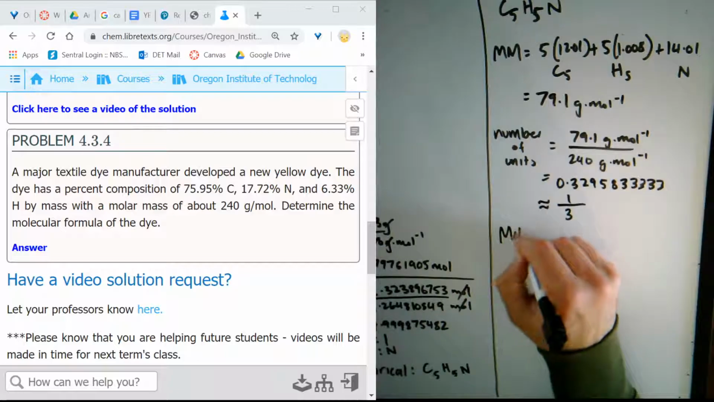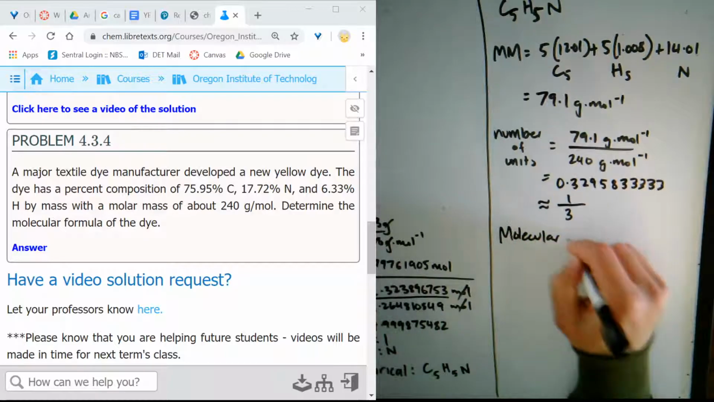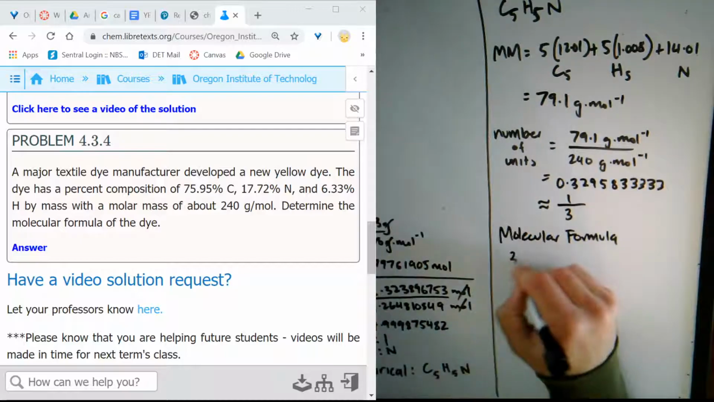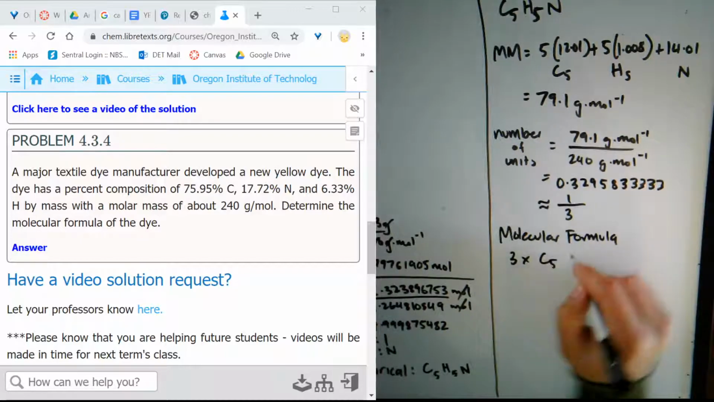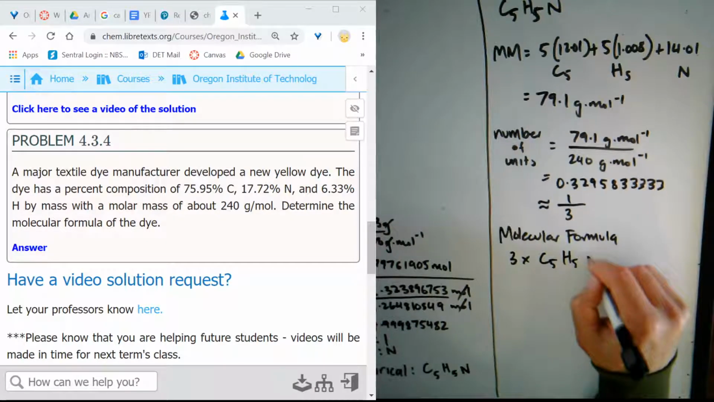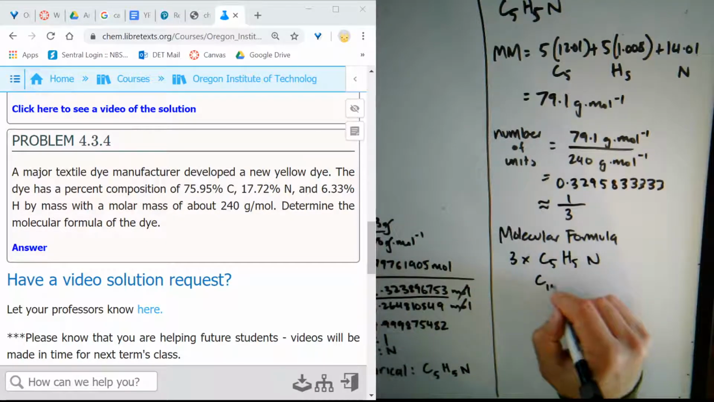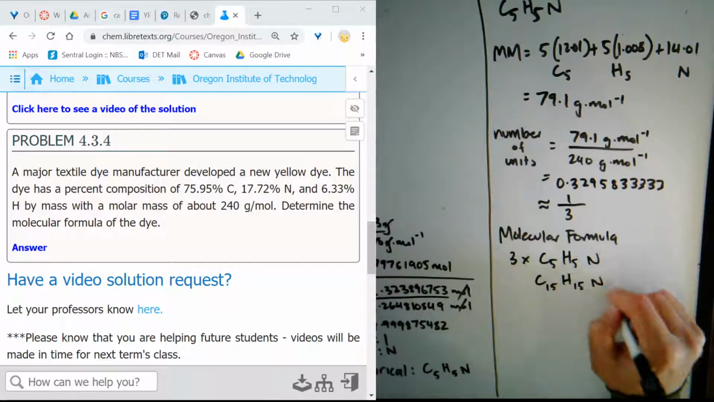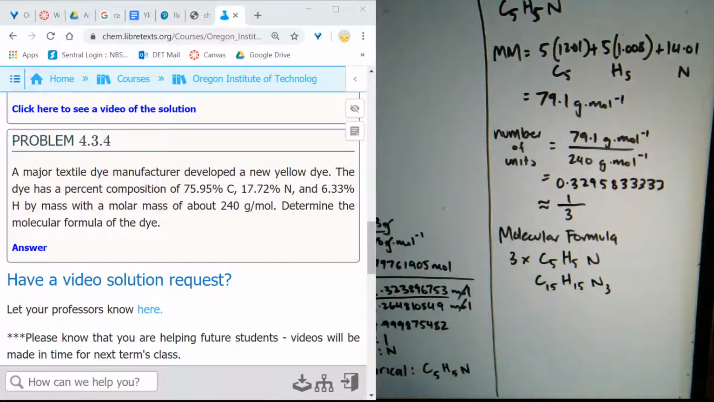So the molecular formula for this ends up being 3 times C5H5N, and we actually get C15H15N3 as our molecular formula.